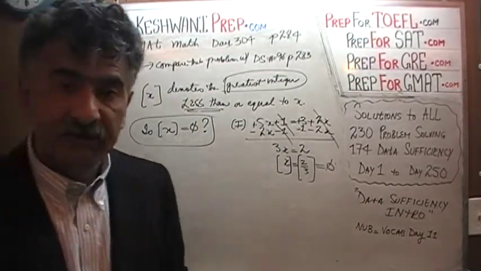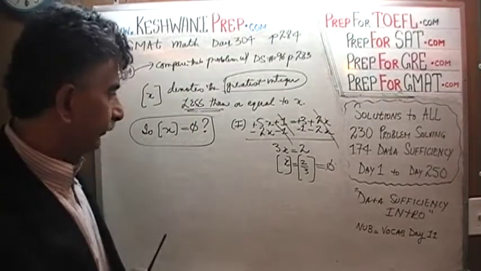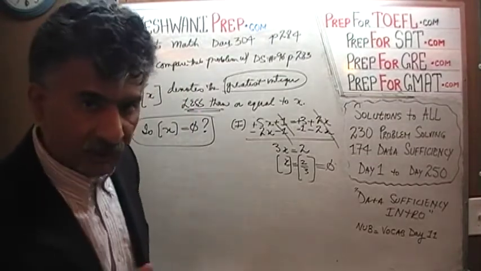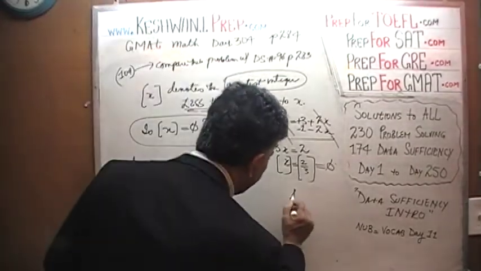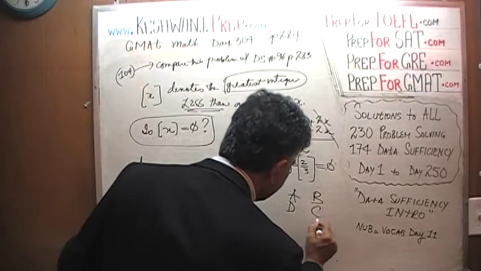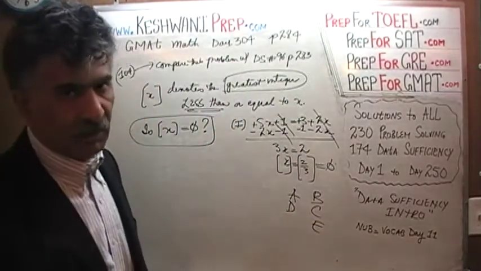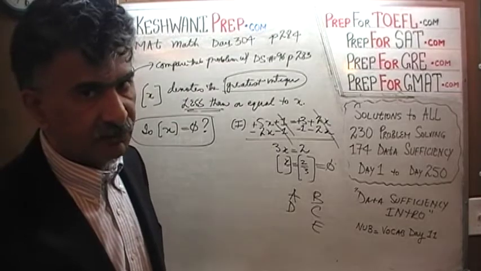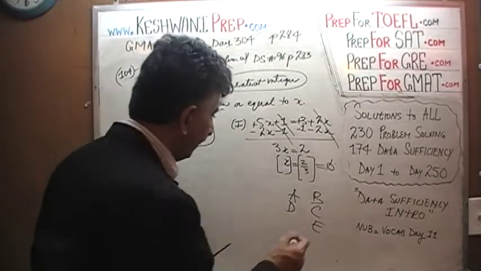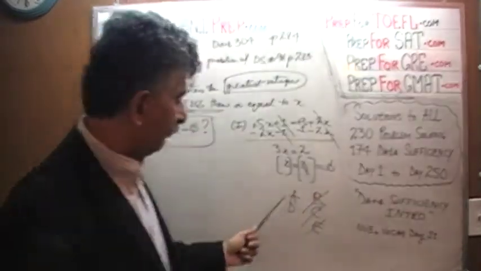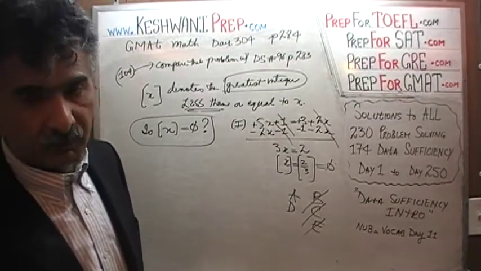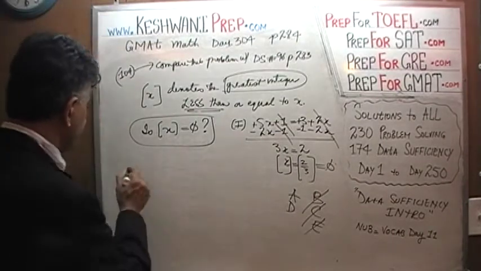The first statement by itself does the job quite nicely. Therefore, AD, BCE. Now that we have established that the first statement by itself does the job nicely, we know that the answer cannot be B, C, or E. The answer would have to be either A or D. We already have a 50-50 chance. Let's look at the second statement.